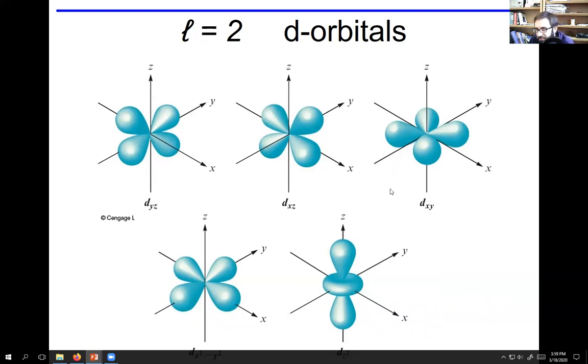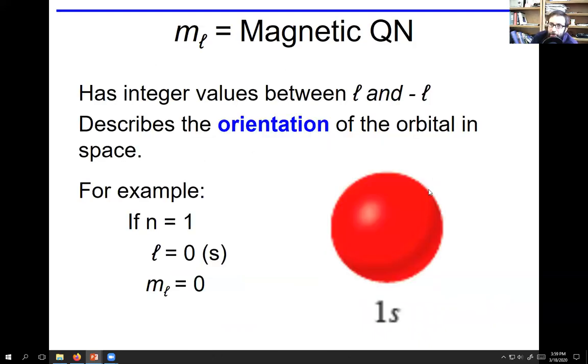The magnetic quantum number. m sub l, that's the third quantum number. This has integer values between l and minus l. This describes the orientation, roughly, of the orbital in space.